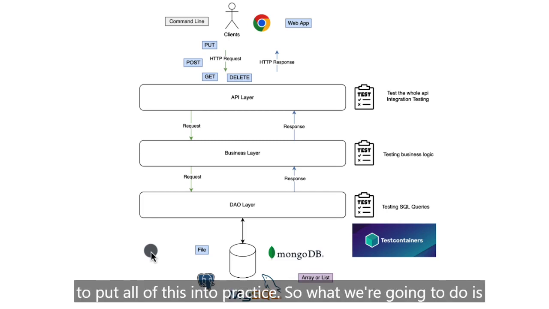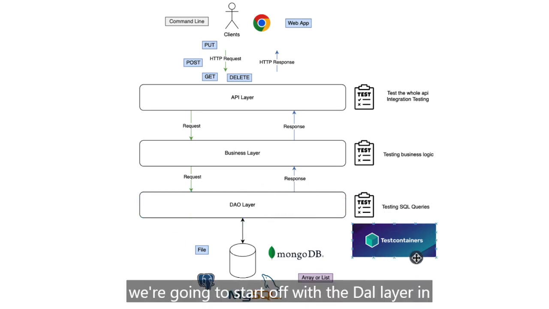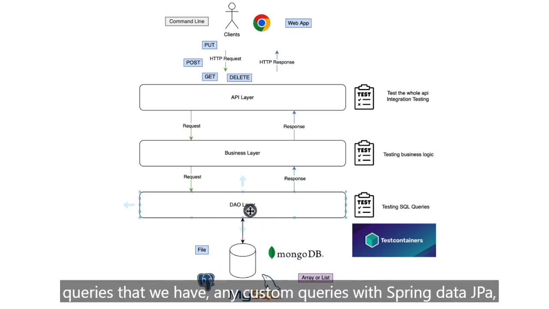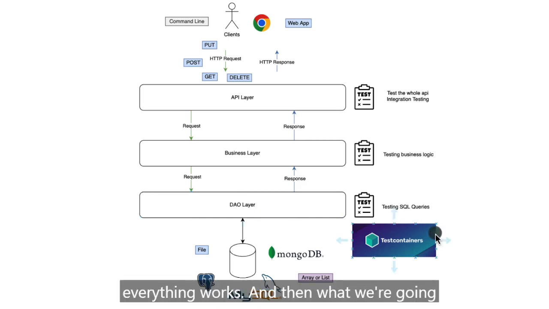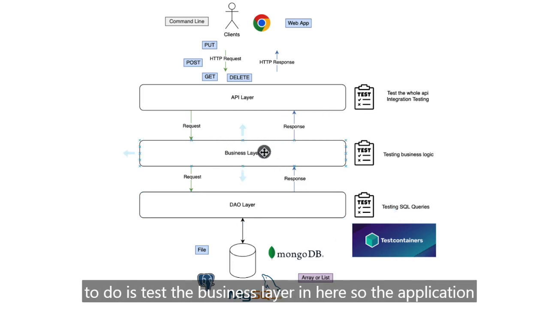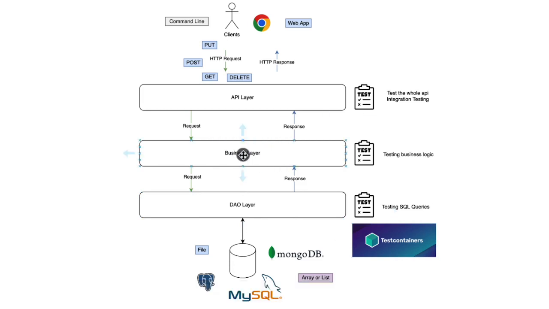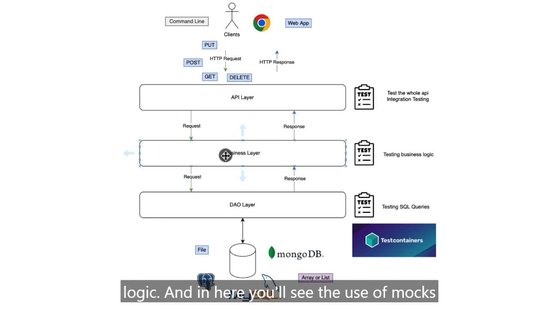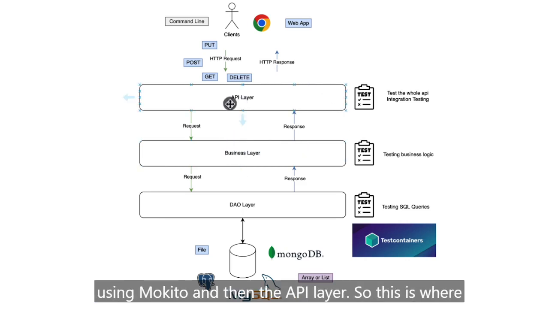So what we're going to do is we're going to start off with the DAO layer in here. So we're going to test that all the SQL queries that we have, any custom queries with Spring Data JPA, everything works. And then what we're going to do is test the business layer in here. So the application logic, and in here, you'll see the use of mocks using Mockito, and then the API layer.